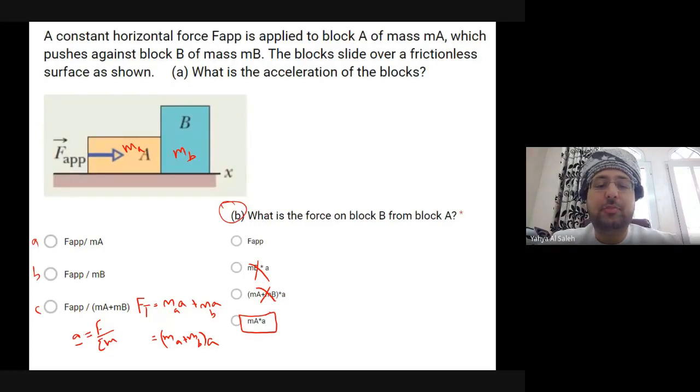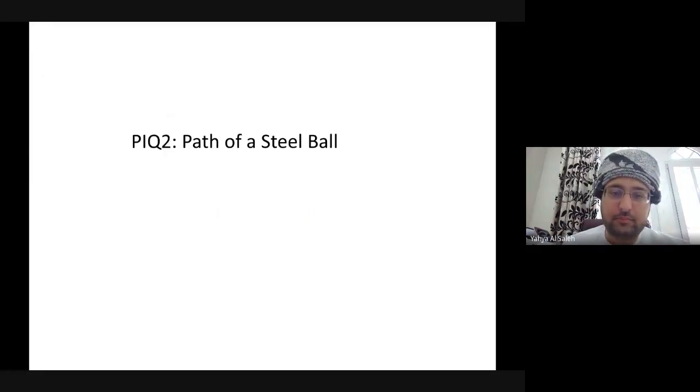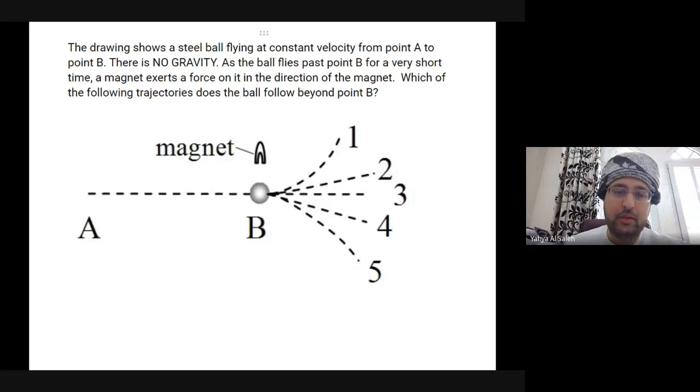Since it is being pushed by block A, the force is going to be mass of A times the acceleration of A. Let's take another look.